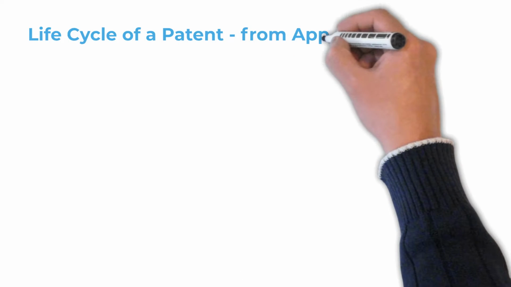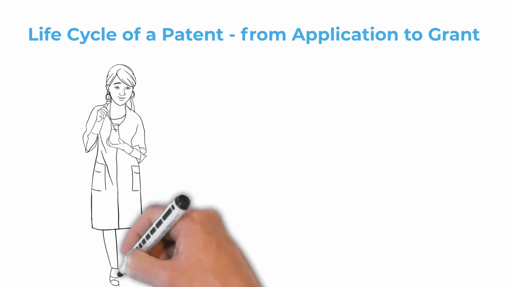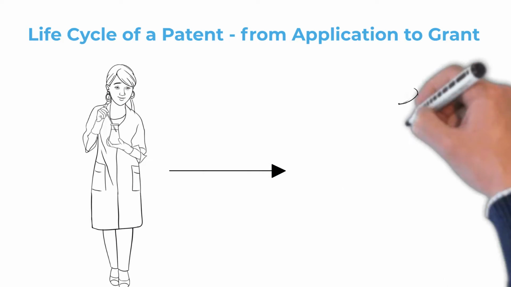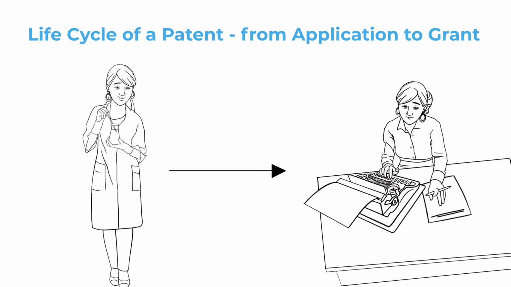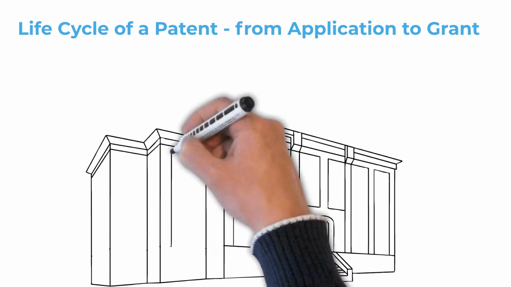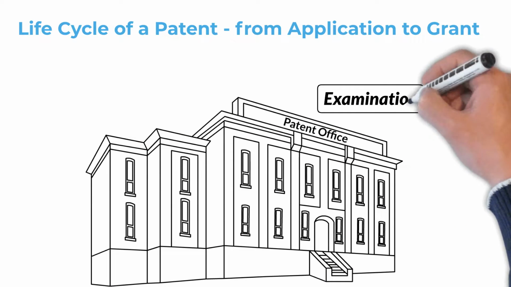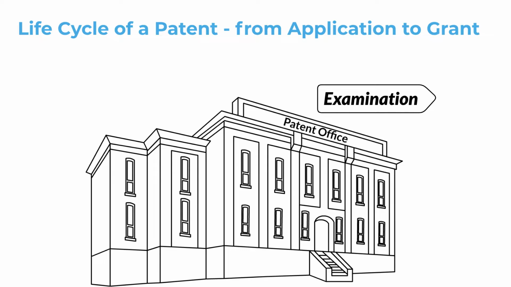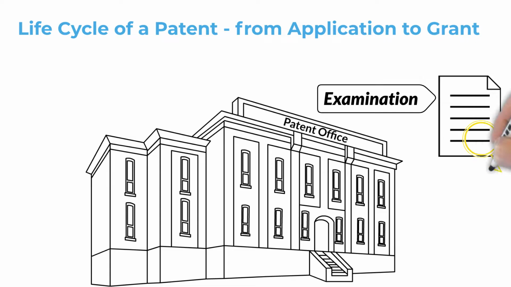Now let's talk about the life cycle of a patent from application to grant. First, an inventor comes up with a new idea, and then through a patent drafting agent, drafts a patent application describing the scope of the invention. The application is then filed at a patent office, where it undergoes an examination which may take several years until the patent office decides whether or not to grant the application, thereby giving legal protection to the invention. Granted patents usually last 20 years until their protection expires.